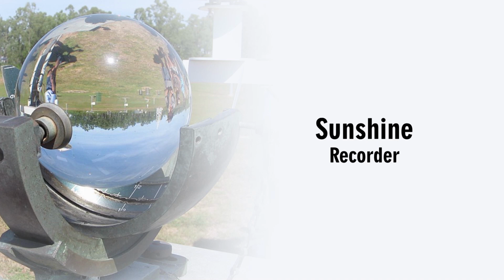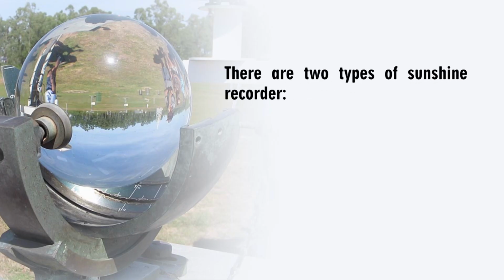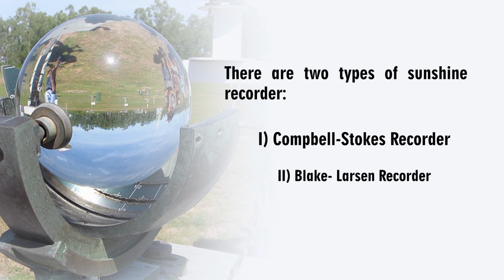Another instrument is called the sunshine recorder. A sunshine recorder is a device that records the amount of sunshine at a given location. The result provides information about the weather and climate as well as temperature of a geographical area. There are two types of sunshine recorder. One is the Campbell-Stokes recorder and the second one is the Black-Larsen recorder.